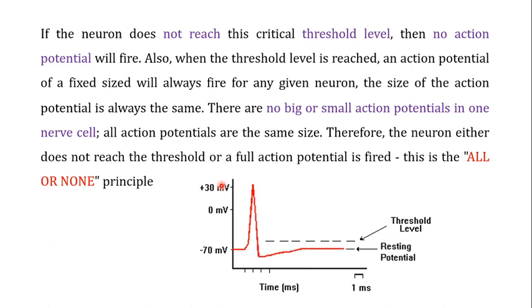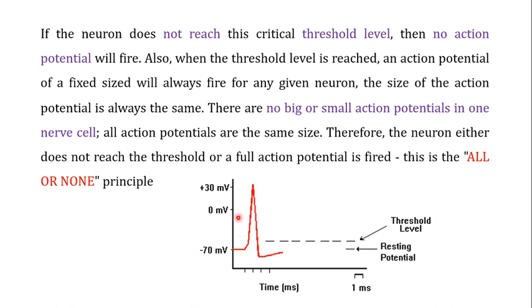Now, if the neuron does not reach this critical threshold, if a stimulus is there but that stimulus is not enough to cross this threshold level, there will be no action potential. Also, when the threshold level is reached, an action potential of a fixed size will always fire for a given neuron. Now the size of the action potential is always the same.